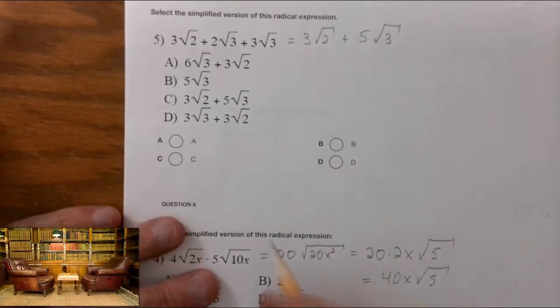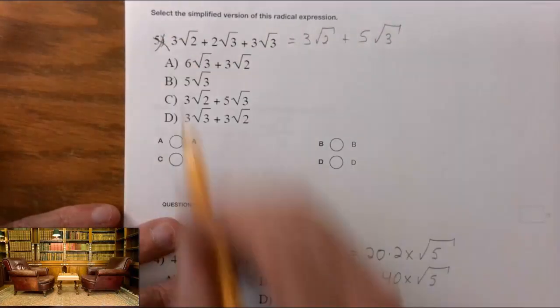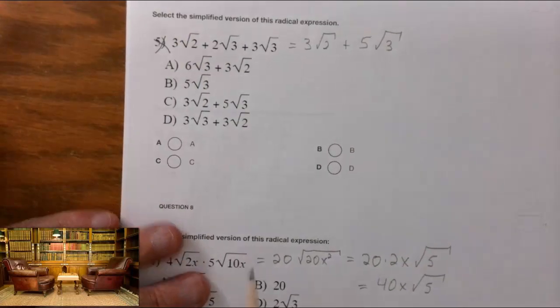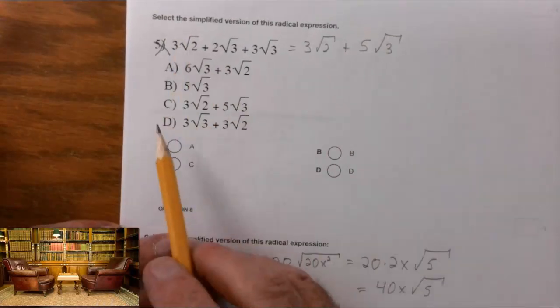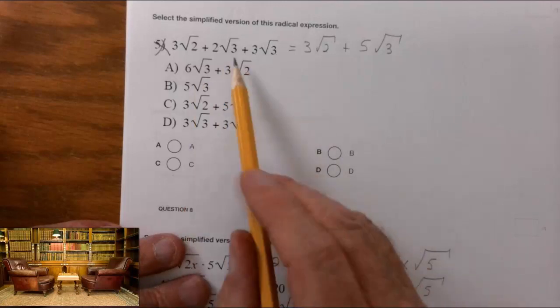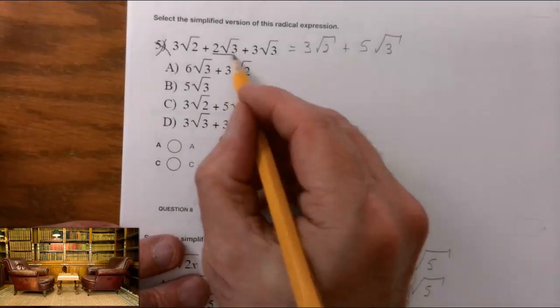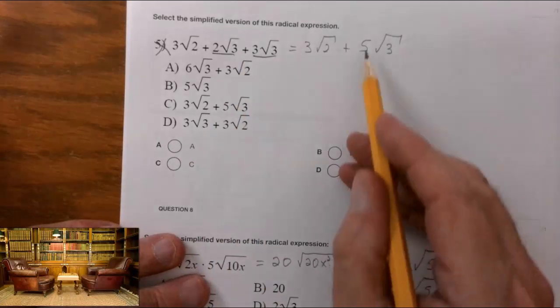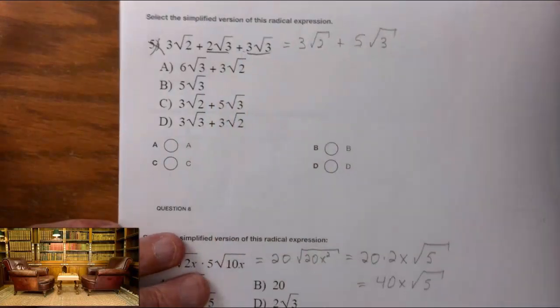All right, number 7. Again, don't worry about this 5. It's really question 7. All right, 3 times square root of 2 plus 2 times square root of 3 plus 3 times square root of 3. So that these two can go together to give you 5. 2 plus 3 is 5 of them.